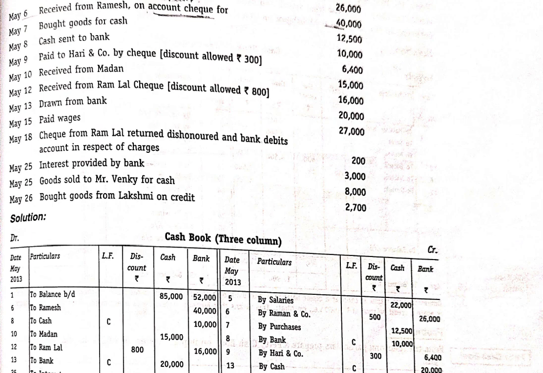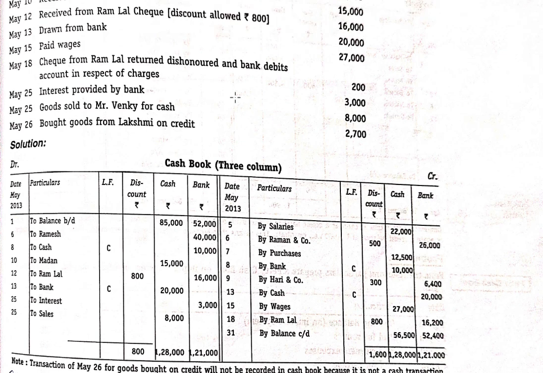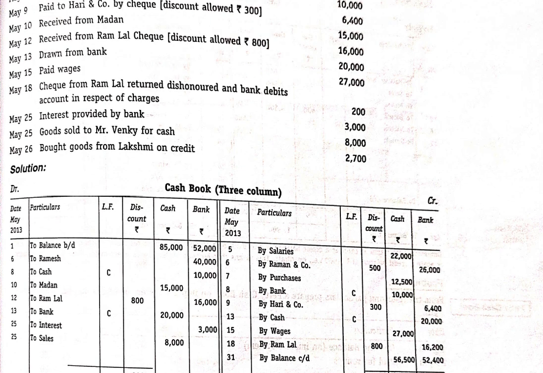Second, paid salary in cash. We know the entry: salary to cash. If it were paid by cheque, it would be salary to bank. Here it is a cash transaction: paid salary in cash 22,000 on 5th May. Now the third transaction: paid Raman and Co. by cheque in full settlement of their claim 26,500. The amount paid is 26,000, so 500 is the discount, meaning it is discount received. So by Raman, 500 is in the discount column and 26,000 is in the bank column because it is a cheque. Now the full settlement is done.